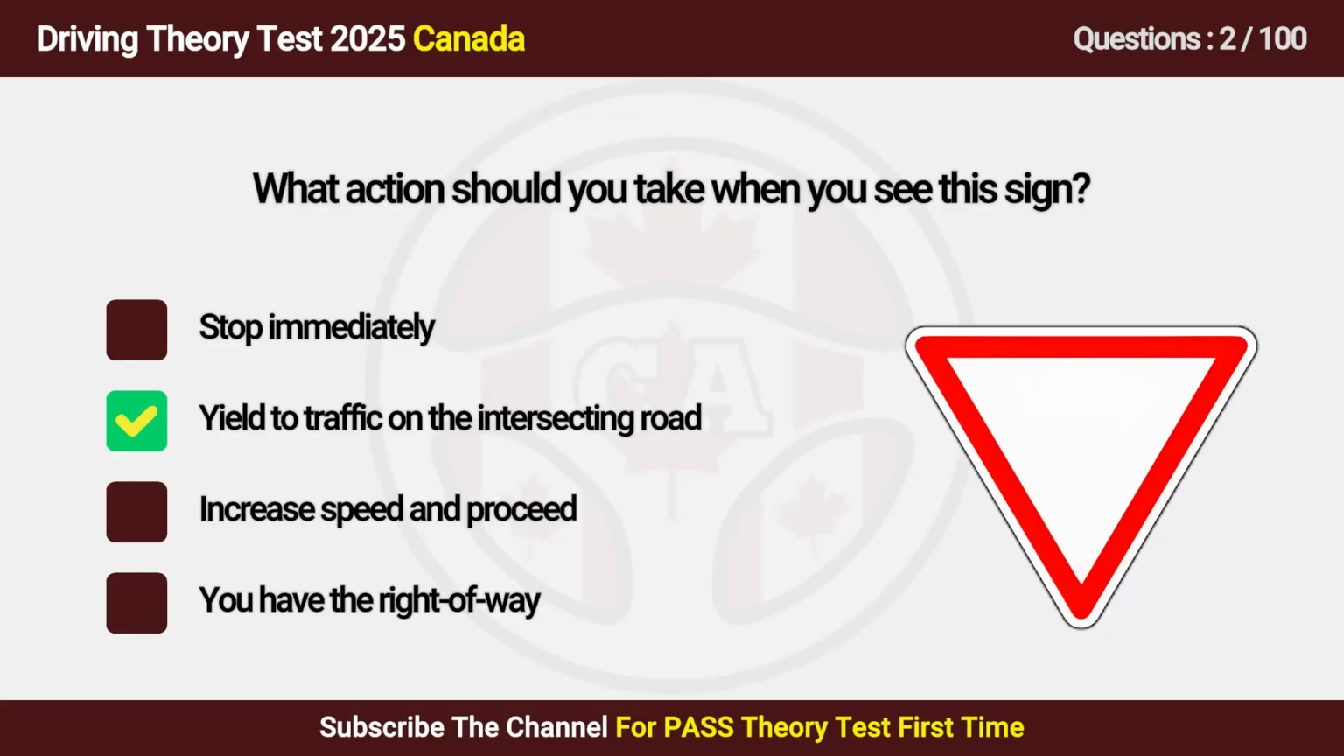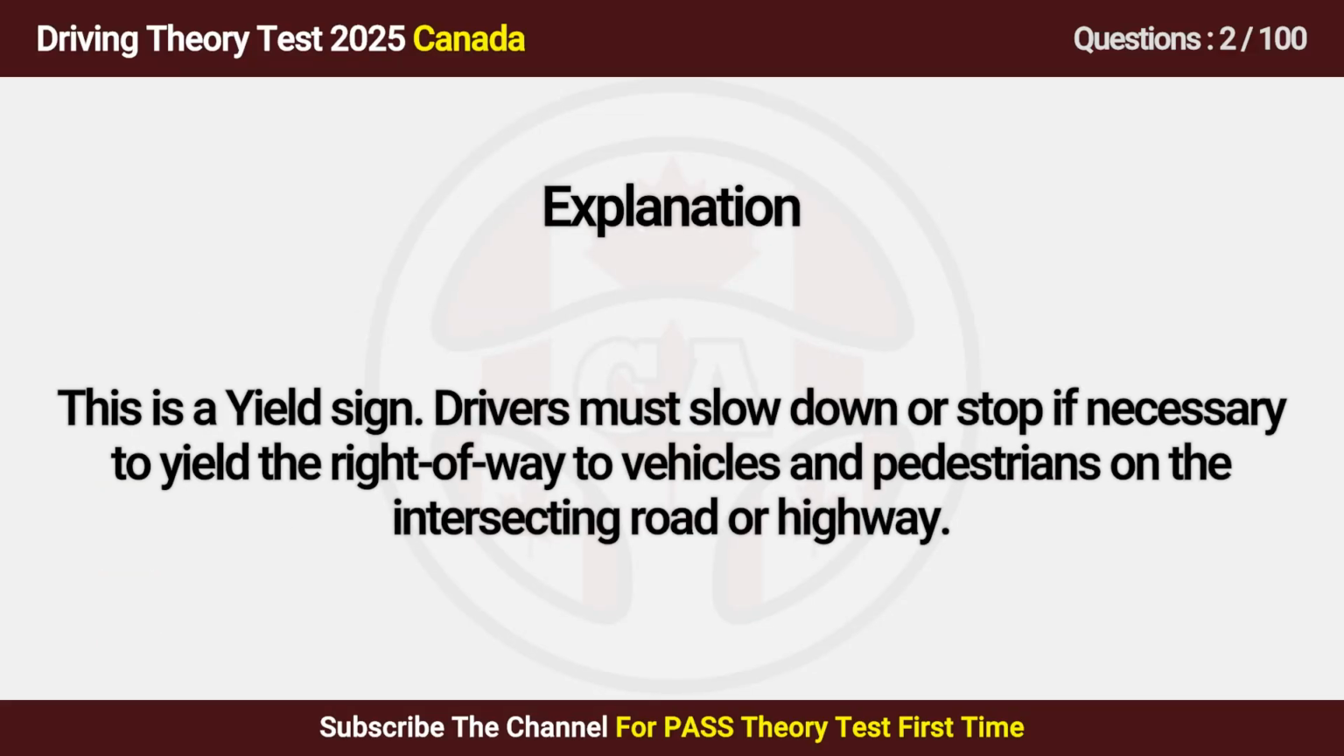Answer is B. Yield to traffic on the intersecting road. This is a yield sign. Drivers must slow down or stop if necessary to yield to vehicles and pedestrians on the intersecting road or highway.